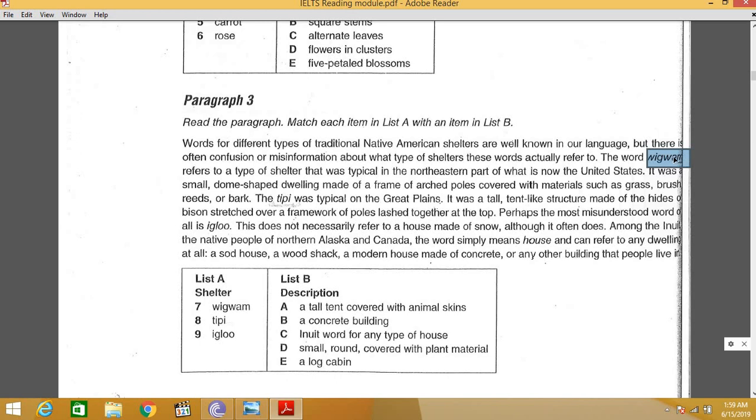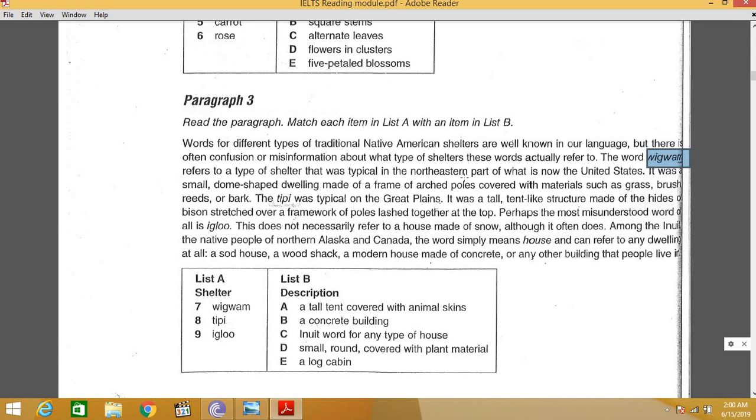We read the relevant sentence. The word wigwam refers to a type of shelter that was typical in the northeastern part of what is now known states, but still we can't find out the information. So according to my advice, we have to read the next sentence, or the sentence before it, since there is no proper noun, there are no pronouns there. So what we have to do, we read the next sentence.